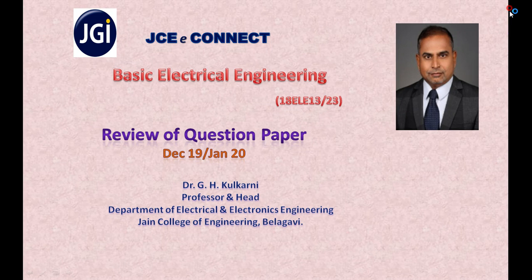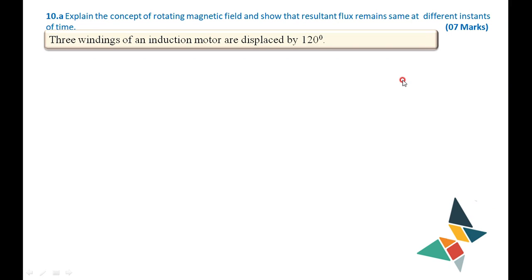Dear students, today we will take up the last question in the December 19, January 20 question paper. That is question number 10. The 10A, what he asked is, explain the concept of rotating magnetic field and show that resultant flux remains the same at different instants of time.